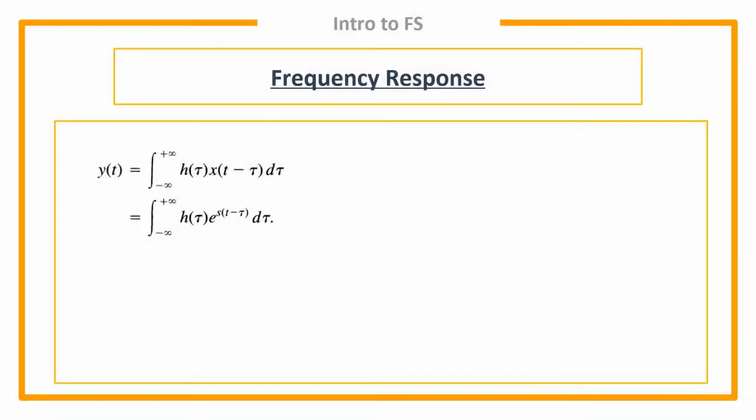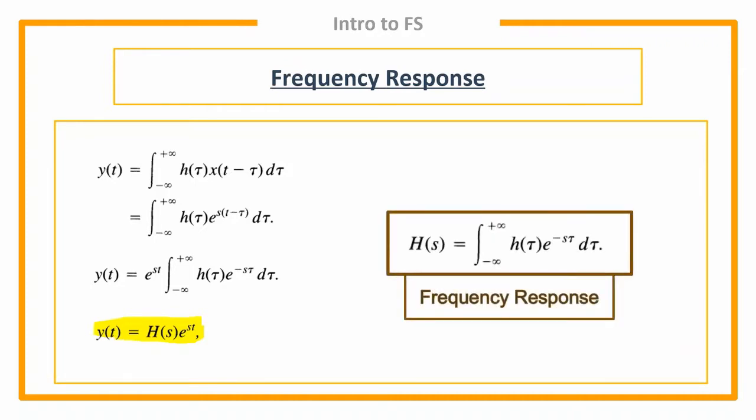Using the result in the last slide and using the convolution equation, which in both cases gives you y of t, we arrive at this result, y of t equals h of s times e power st. So our eigenvalue is h of s, which we define as frequency response. And this frequency response is a function of the impulse response h of tau or h of t.